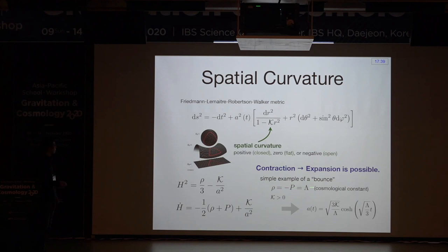This is possible in a toy model, for example. If we just consider a positive cosmological constant and a positive spatial curvature, then there is a solution where the scale factor evolves like a hyperbolic cosine. This means that initially it contracts, and then at time t equals zero, it bounces, and then expands again. So if this situation is approximately realized, this contraction to expansion conversion is possible. From now on, we want to combine these mechanisms to construct a scenario in which the universe expands, contracts, and expands again.